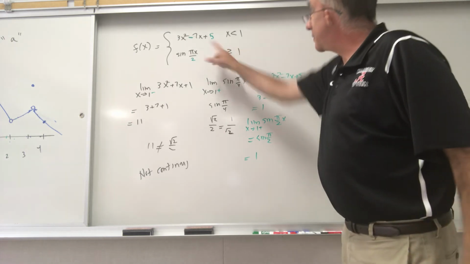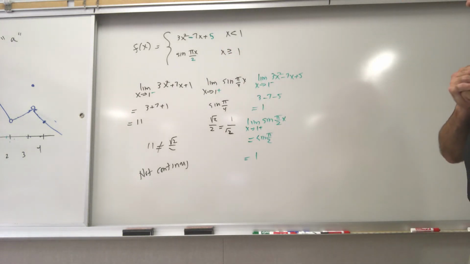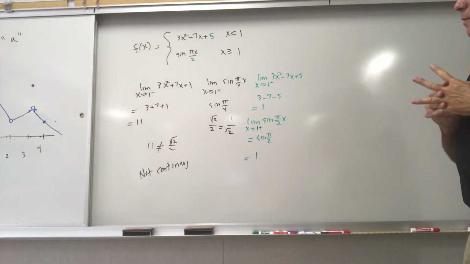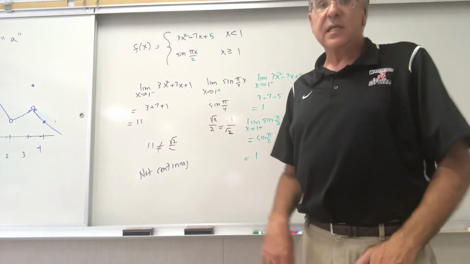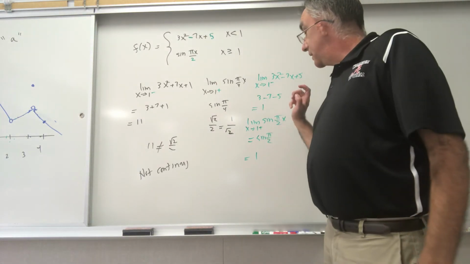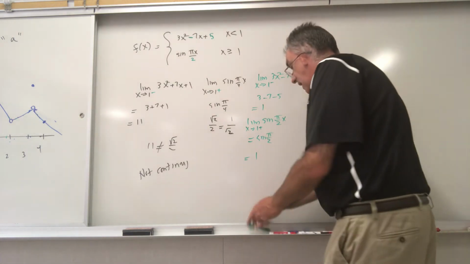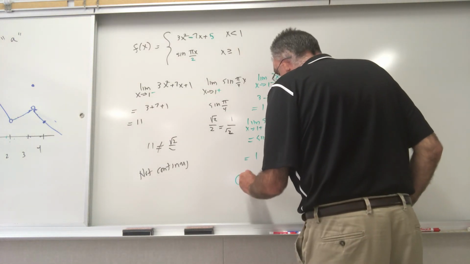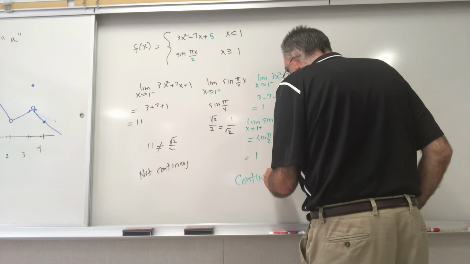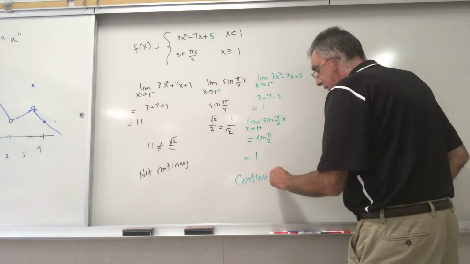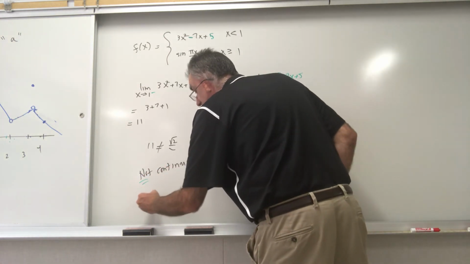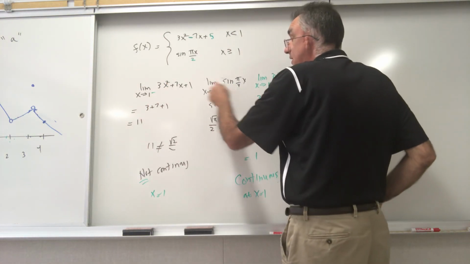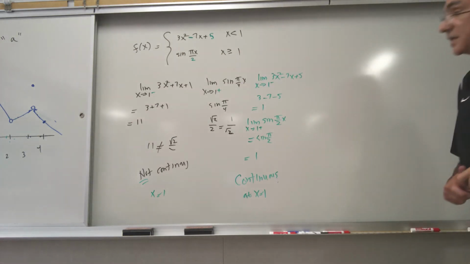So in the green example, it ended up that the top one had a y value of 1 when x was 1, and the bottom one had a y value of 1. So what we would say then is the function is continuous at 1. This one was not continuous at 1 when I had the original equation back in.